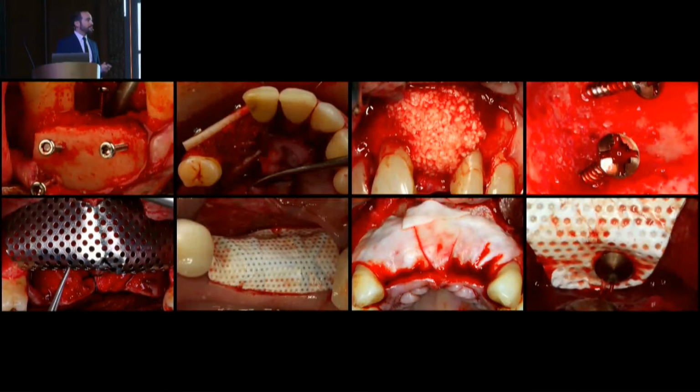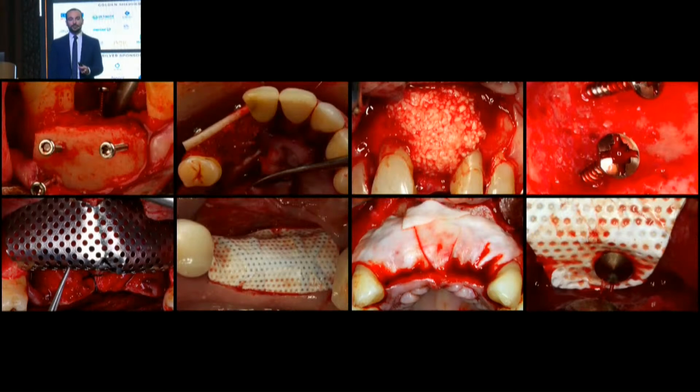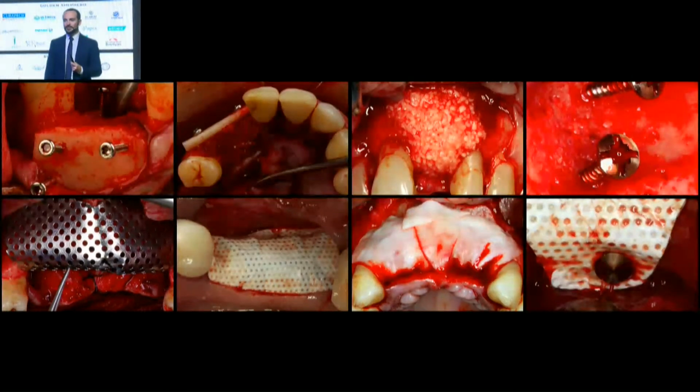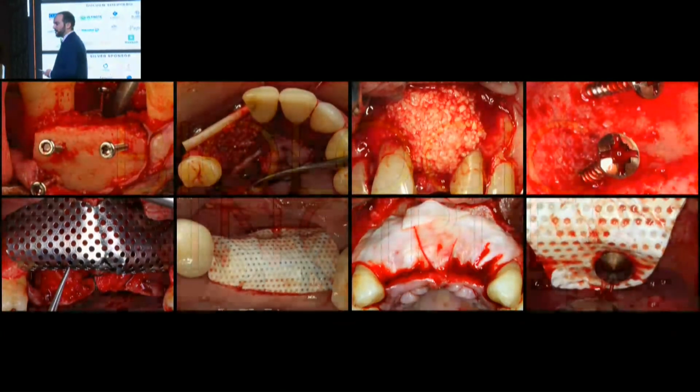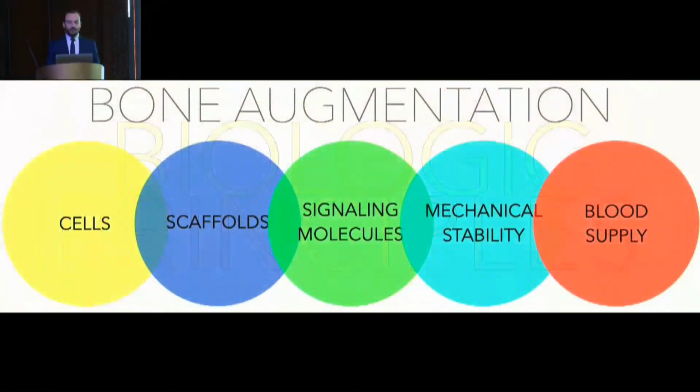So that's why we have many different techniques, we have many different tools, and what we should know is how to use these different techniques and different tools to our advantage. Use the benefit from different types of membranes, use the benefit from different types of bone grafting, always to our advantage, depending on the different type of cases. But they all share the exact same biologic principles.